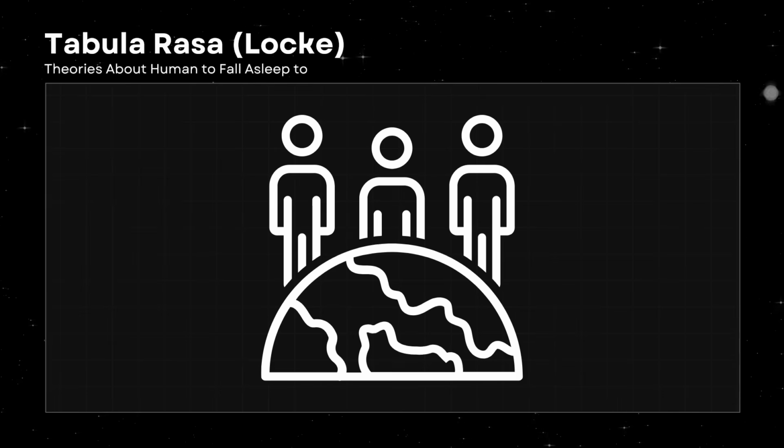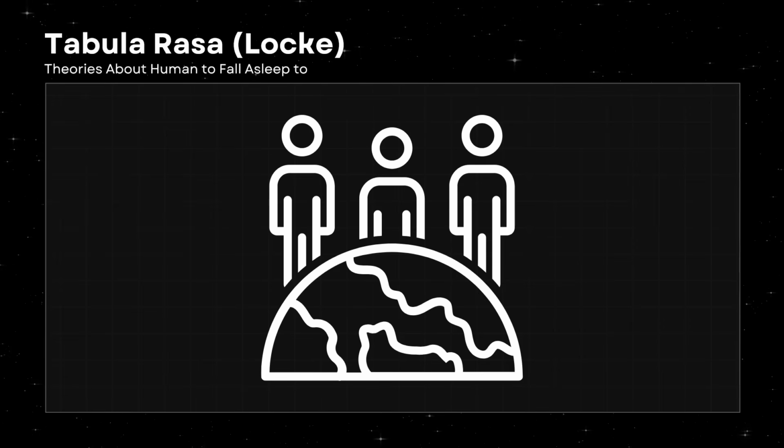The idea of tabula rasa also plays a role in debates about fairness and opportunity. If all people are born with blank minds, then differences in success or behavior must come from experience, not nature. This view supports the idea that people should be given equal chances to learn and grow. It says that anyone, given the right tools and support, can reach their potential. It also suggests that society should focus on providing good education, healthy environments, and safe communities.